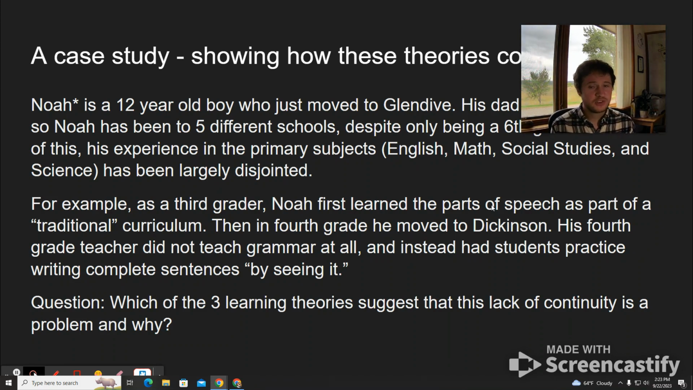So just for right now, this case study will continue, but which of the three learning theories would suggest that the lack of continuity is a problem? Take just a moment and answer yourself. I'm going to answer the question, but just think about it. Would behaviorism say that having a different teacher, well, we all have different teachers going up through the grade levels in the American system, but having completely disjointed school systems, different curriculums altogether, zero continuity, which learning theory would be like, that's a big problem? Another second or two to think about it. You can pause the video if you want.